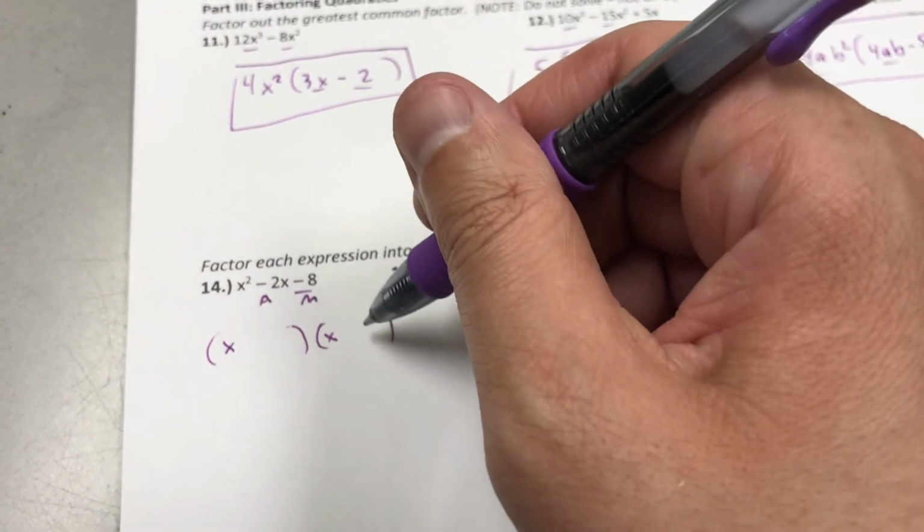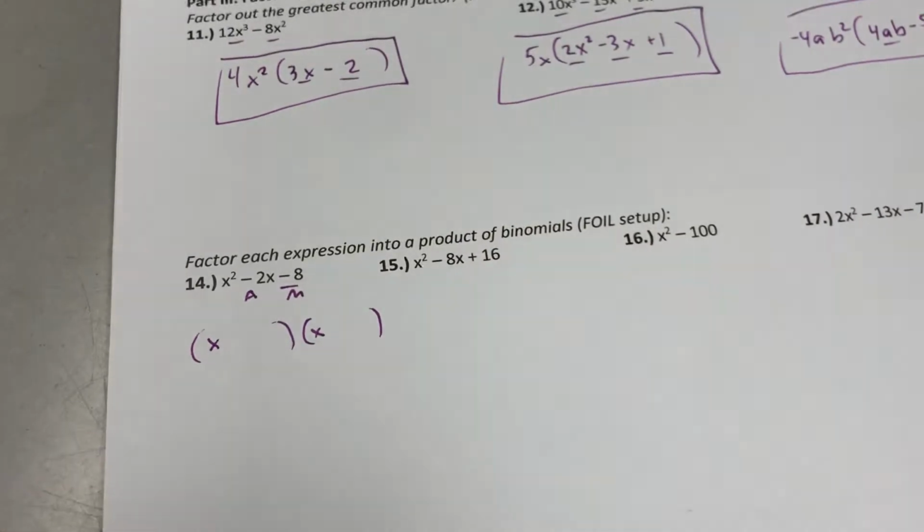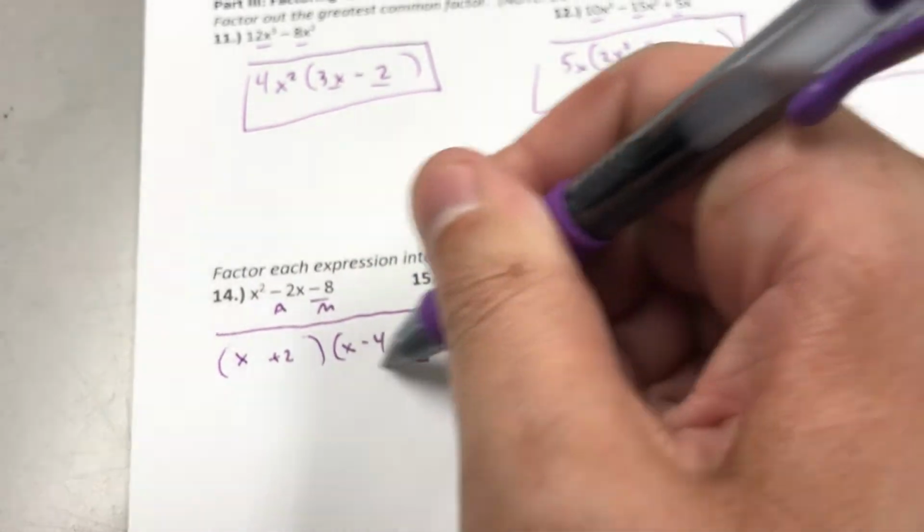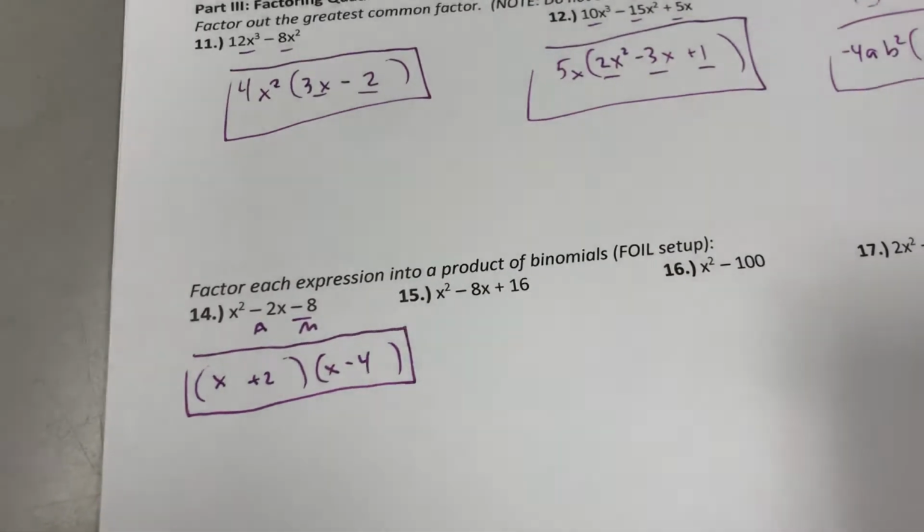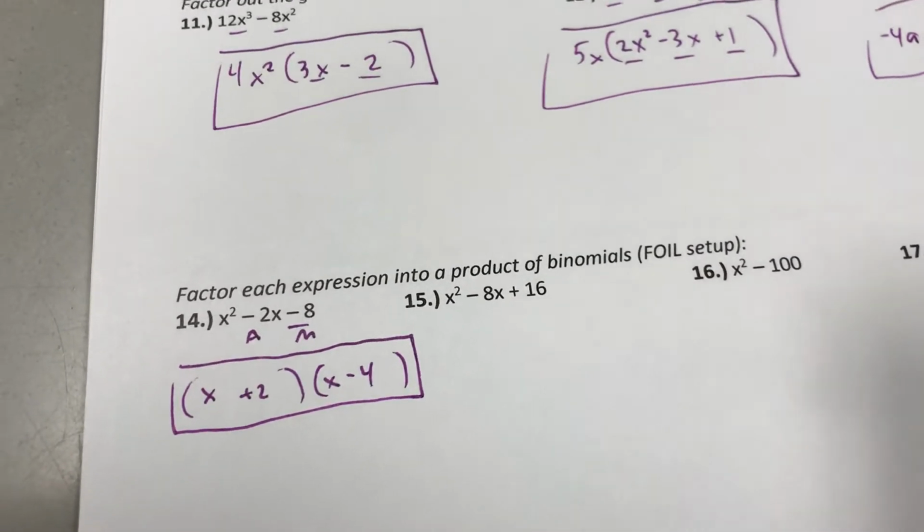So the numbers that will multiply to be -8 and add to be -2, that would be -4, right, and +2. And it is not an equation. It's not equal to anything. It doesn't have a solution. We're just writing it in a different form.